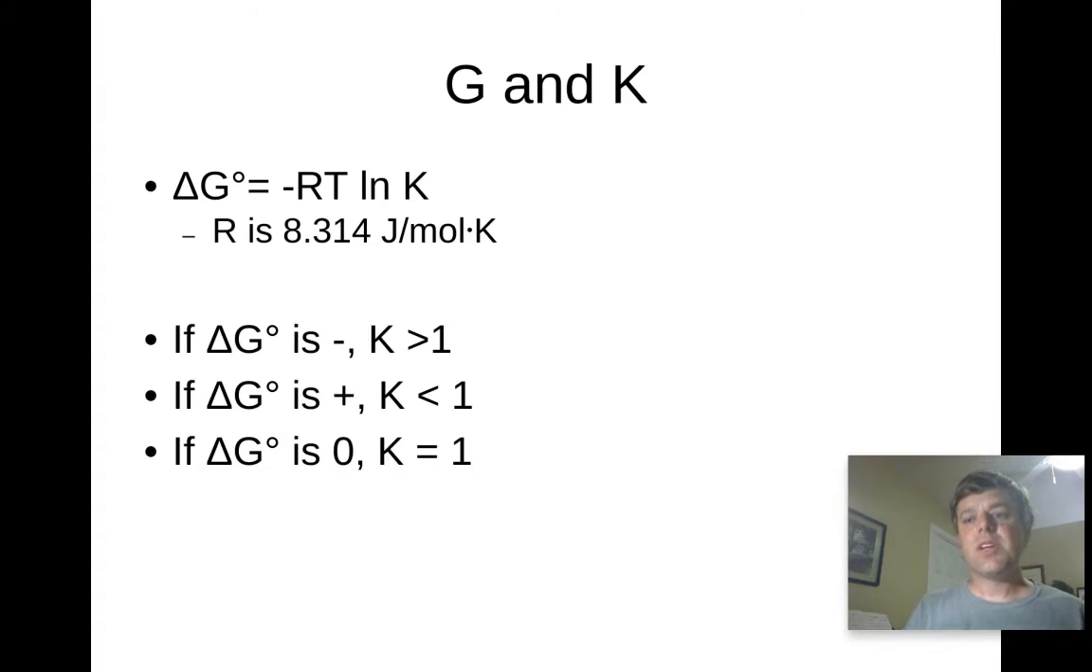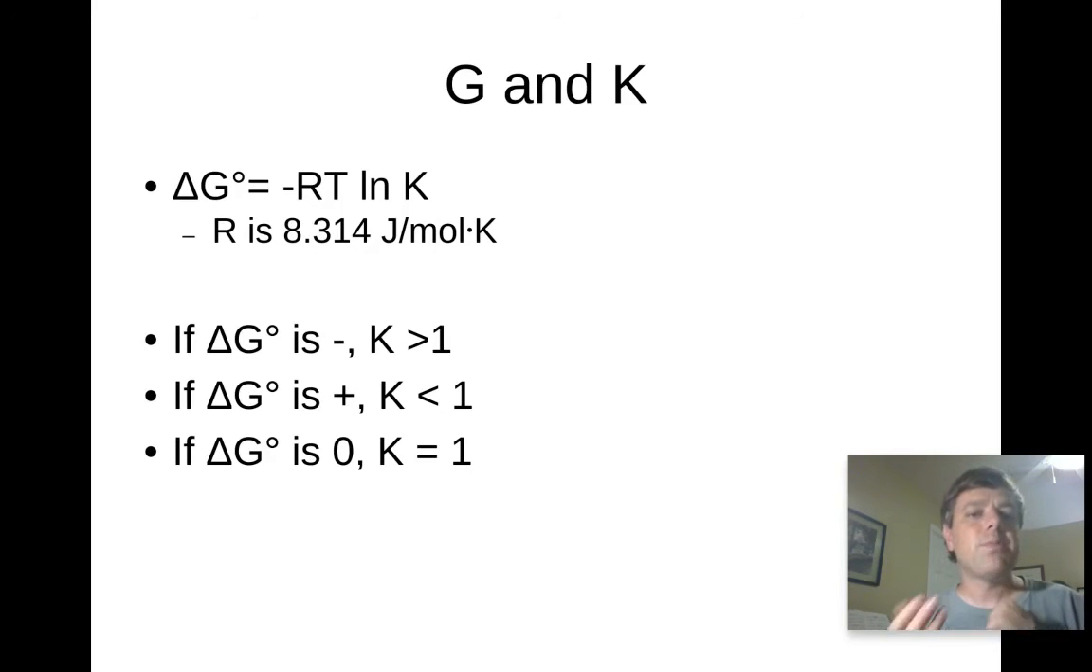So there is a relationship between Gibbs free energy and the equilibrium constant. You remember our big K, the equilibrium constant. Your Gibbs free energy equals negative R, our gas constant of all things, 8.314 joules per mole Kelvin, times the temperature times the natural log of the equilibrium constant. So what this means is that if delta G is negative, meaning a reaction is favored, then K is greater than 1, meaning that the reaction favors going towards the products.